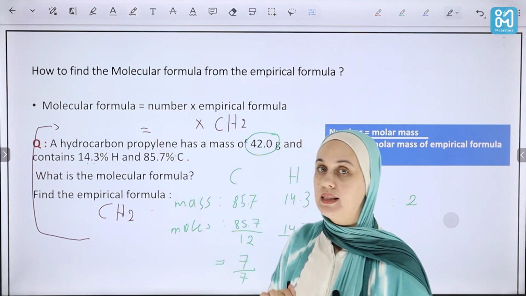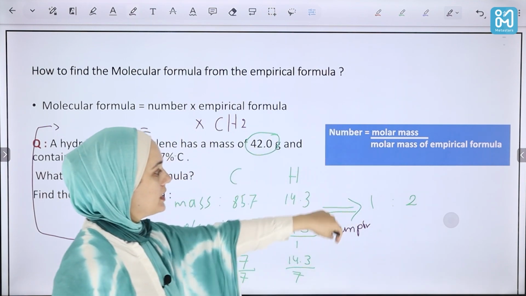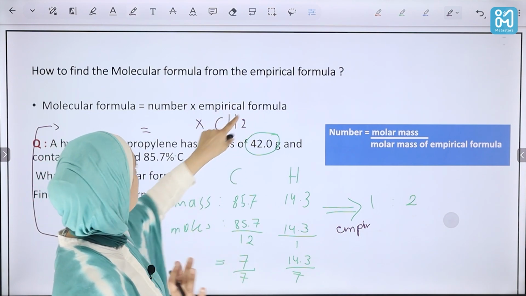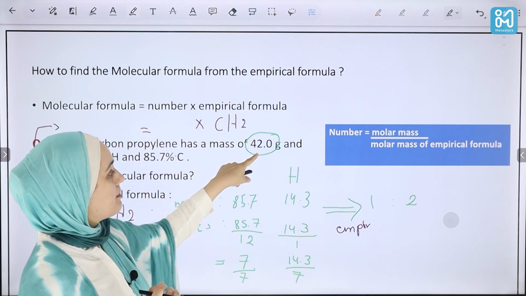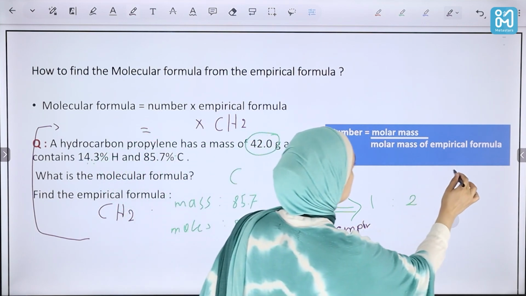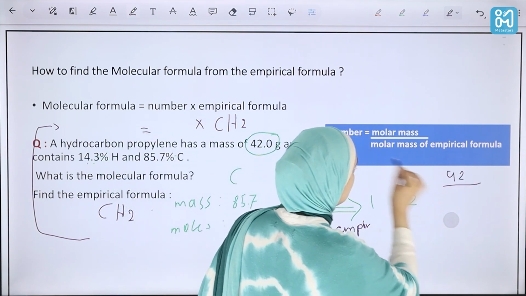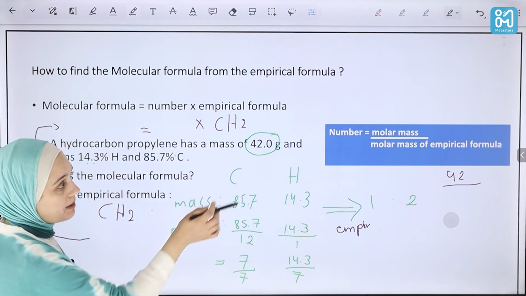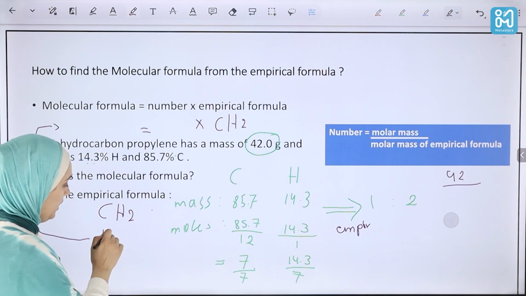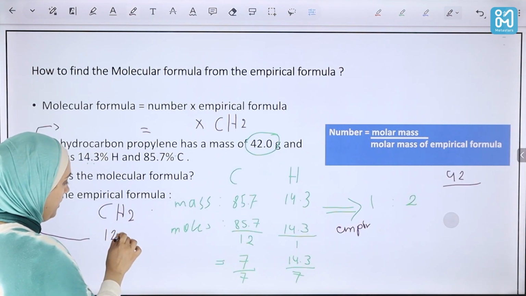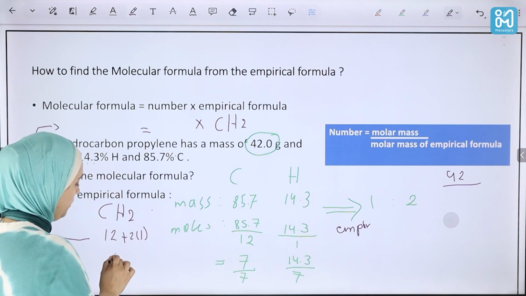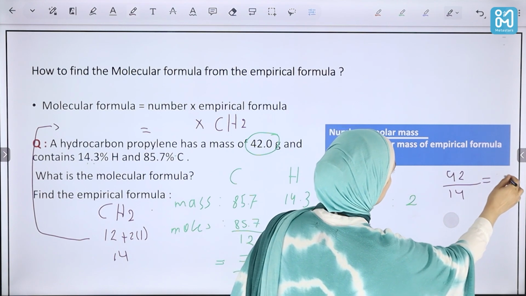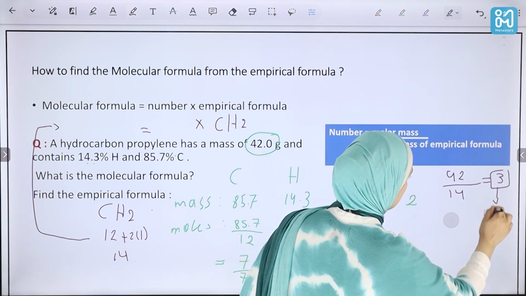Now, how can I find this number? I will use this formula: the molar mass of the compound that was given. They told me in the question that the whole compound has a mass of 42. So it's 42 divided by the molar mass of the empirical formula. How can we find it? 12 plus 2 times 1 equals 14. So 42 divided by 14 is 3. This is the number.